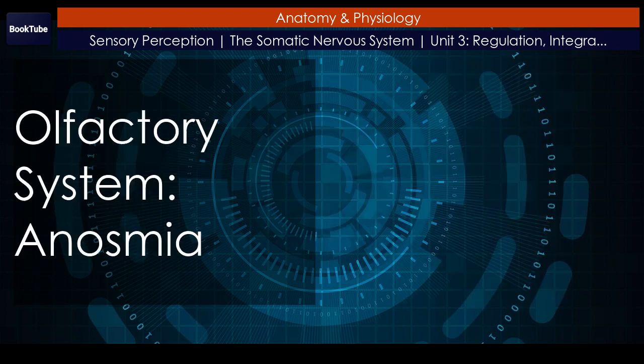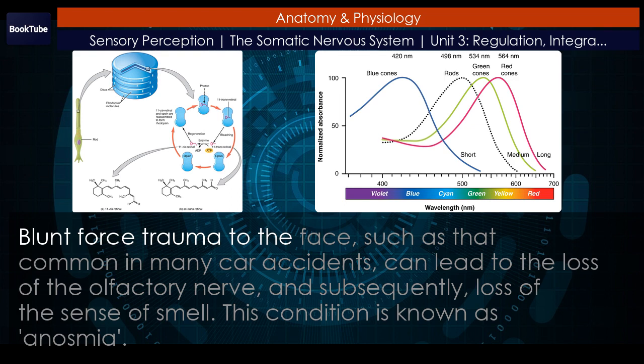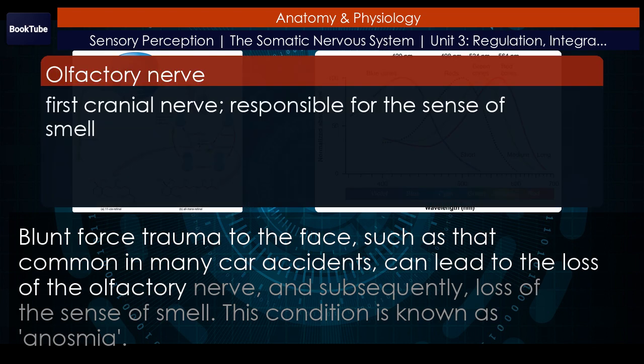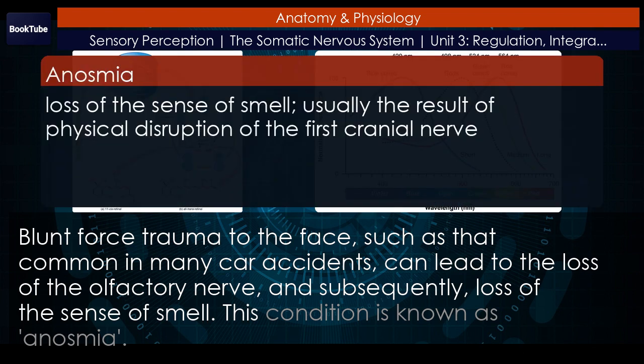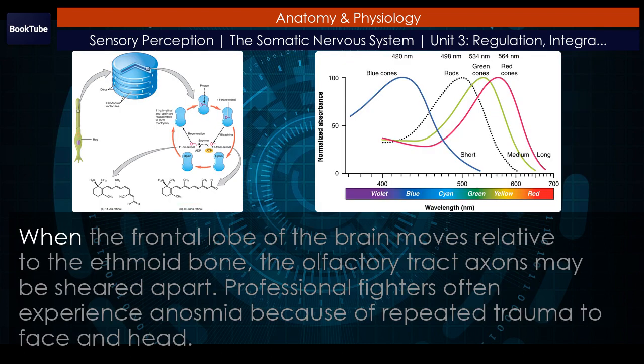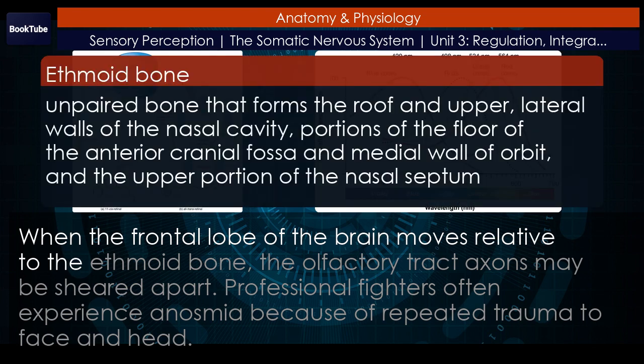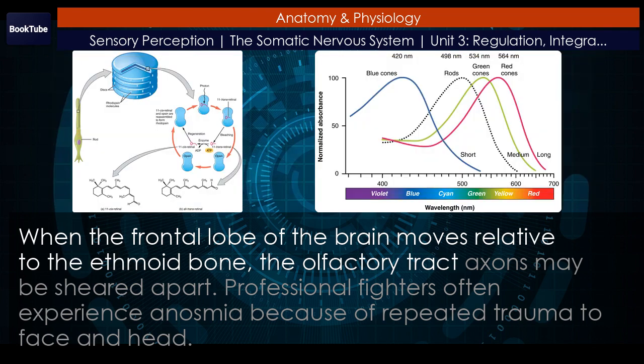Disorders of the olfactory system: anosmia. Blunt force trauma to the face, such as that common in many car accidents, can lead to the loss of the olfactory nerve, and subsequently, loss of the sense of smell. This condition is known as anosmia. When the frontal lobe of the brain moves relative to the ethmoid bone, the olfactory tract axons may be sheared apart. Professional fighters often experience anosmia because of repeated trauma to face and head.